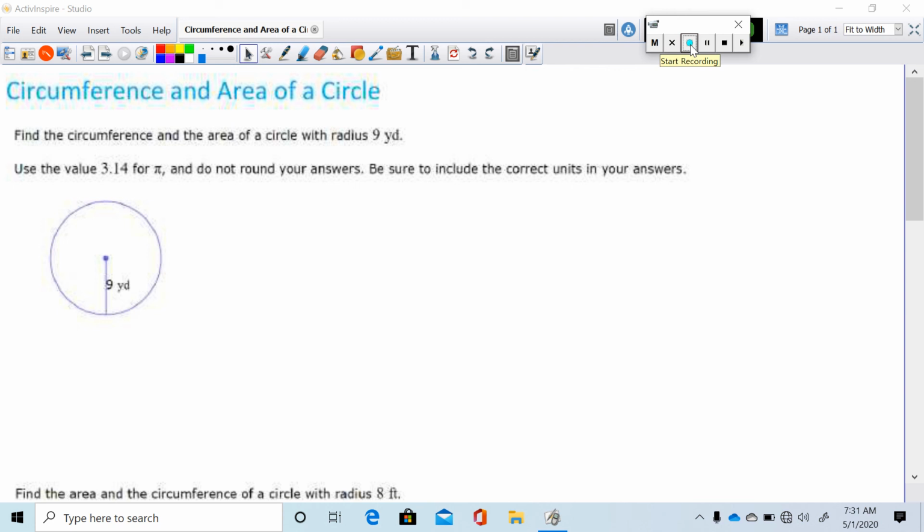Circumference is like the perimeter of a circle. It's the distance around the outside of the circle. And the formula that I use for circumference is circumference equals pi times the diameter.